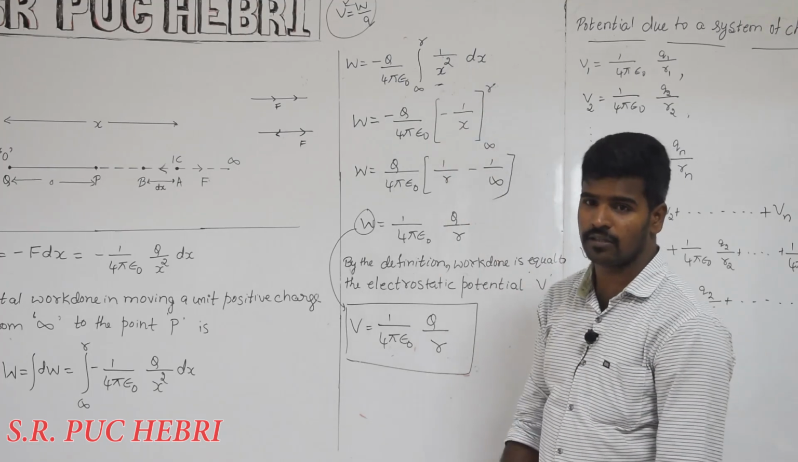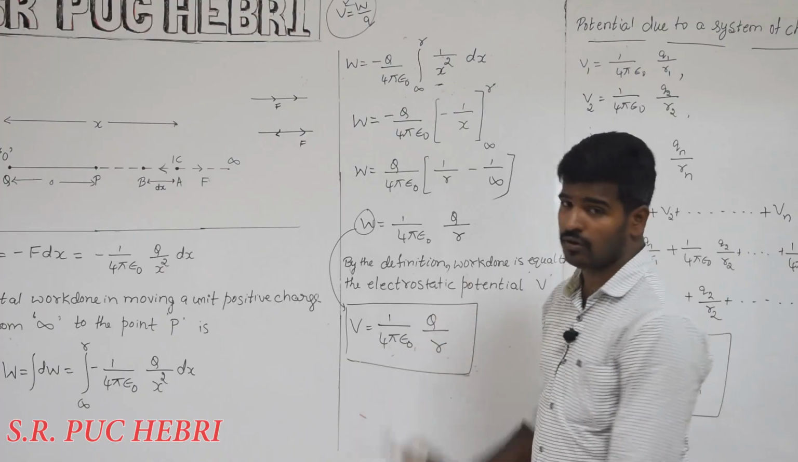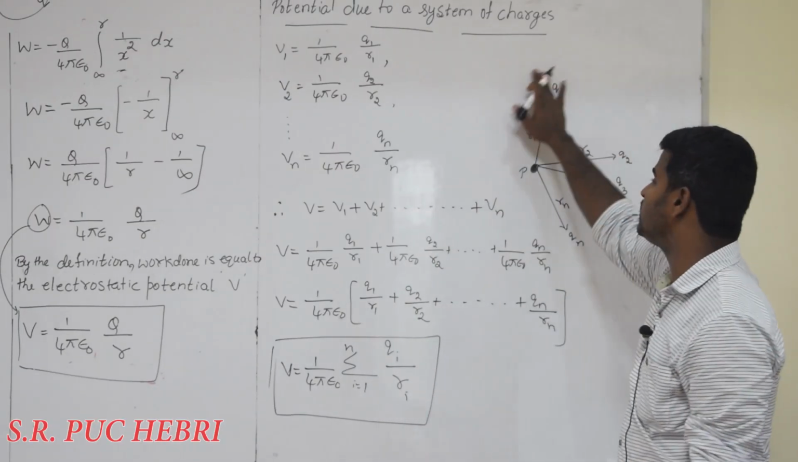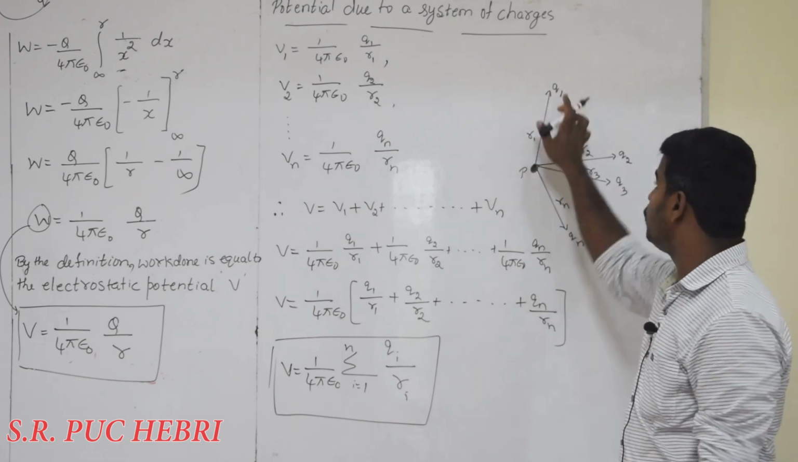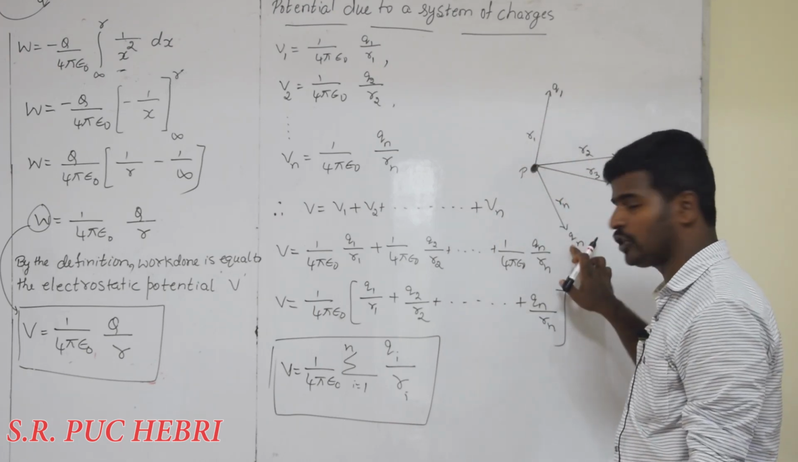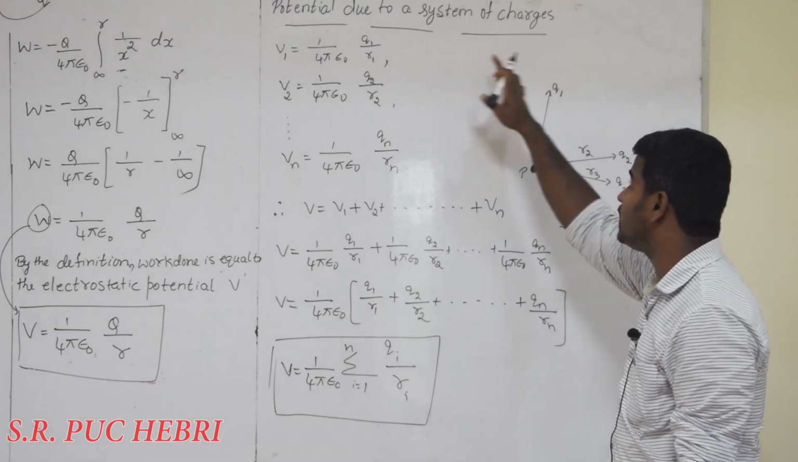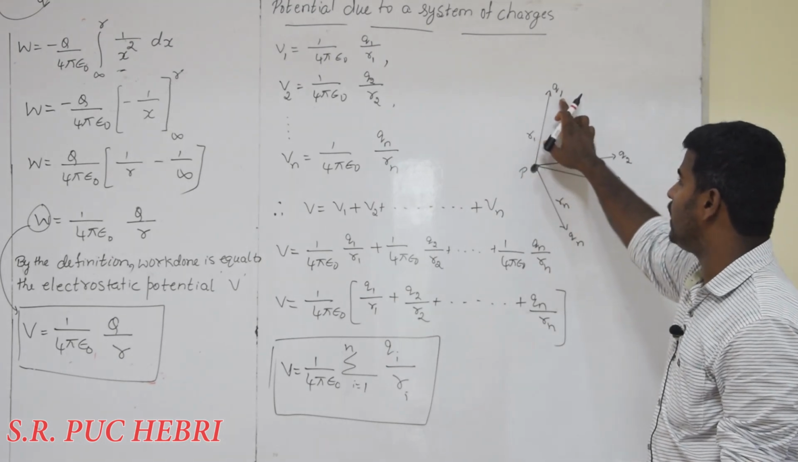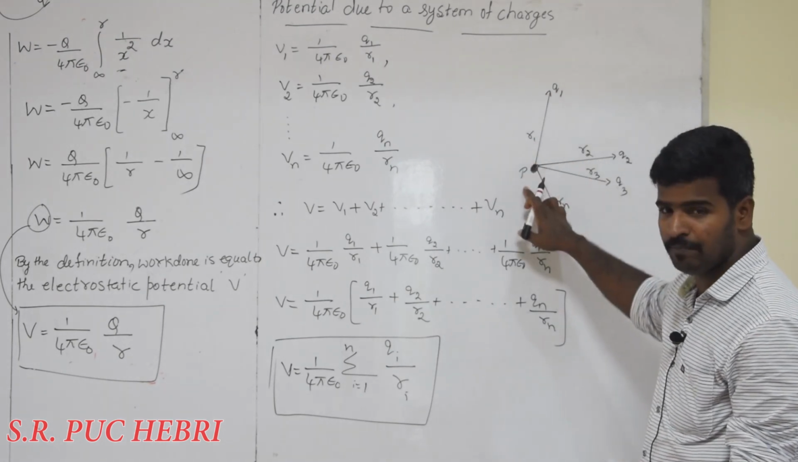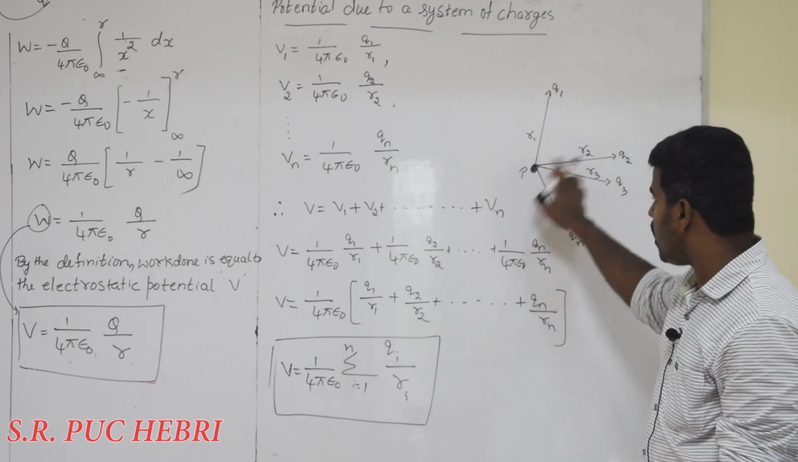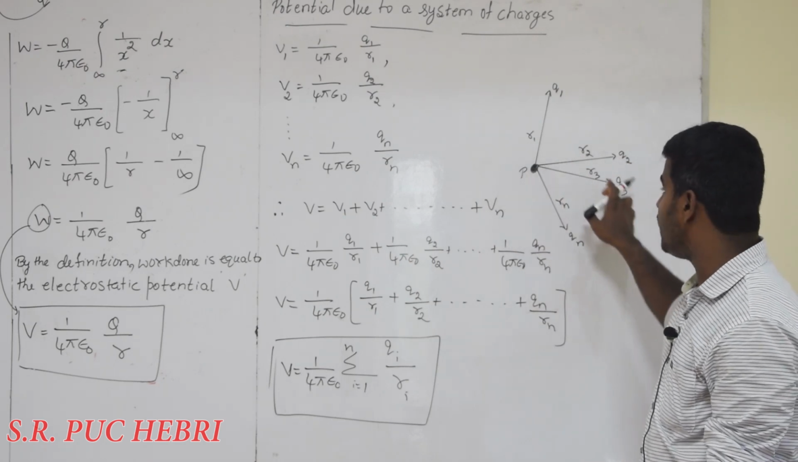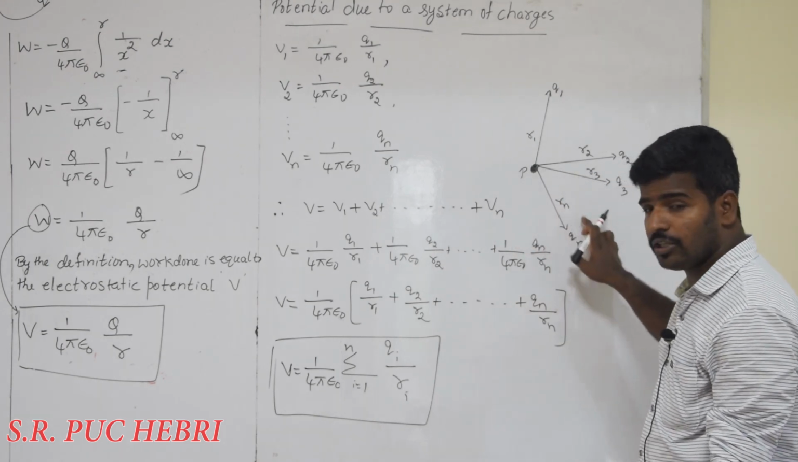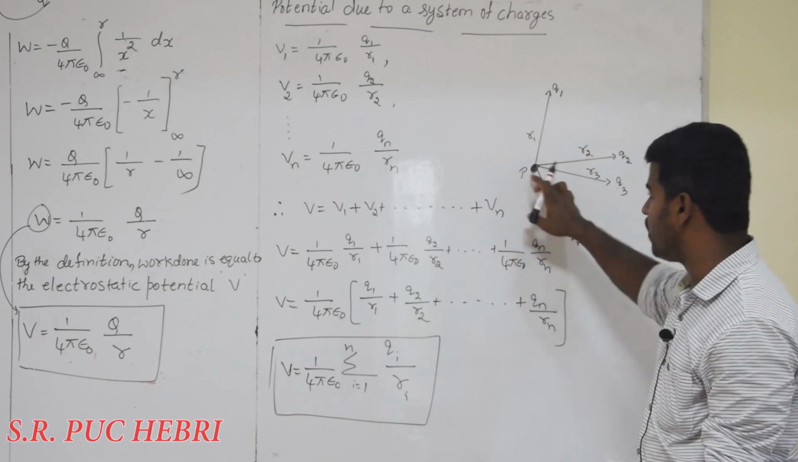1 by x square dx will be a constant. Next, potential due to a system of charges. A group of charges is known to be a system of charges: Q1, Q2, Q3 and so on up to Qn. These charges are said to be in a system of charges. Therefore, consider a system of charges. Q1 is at a distance r1 from P. Q2 is at a distance r2 from P. Q3 is at a distance r3 from P, and so on, Qn is at a distance Rn from P.